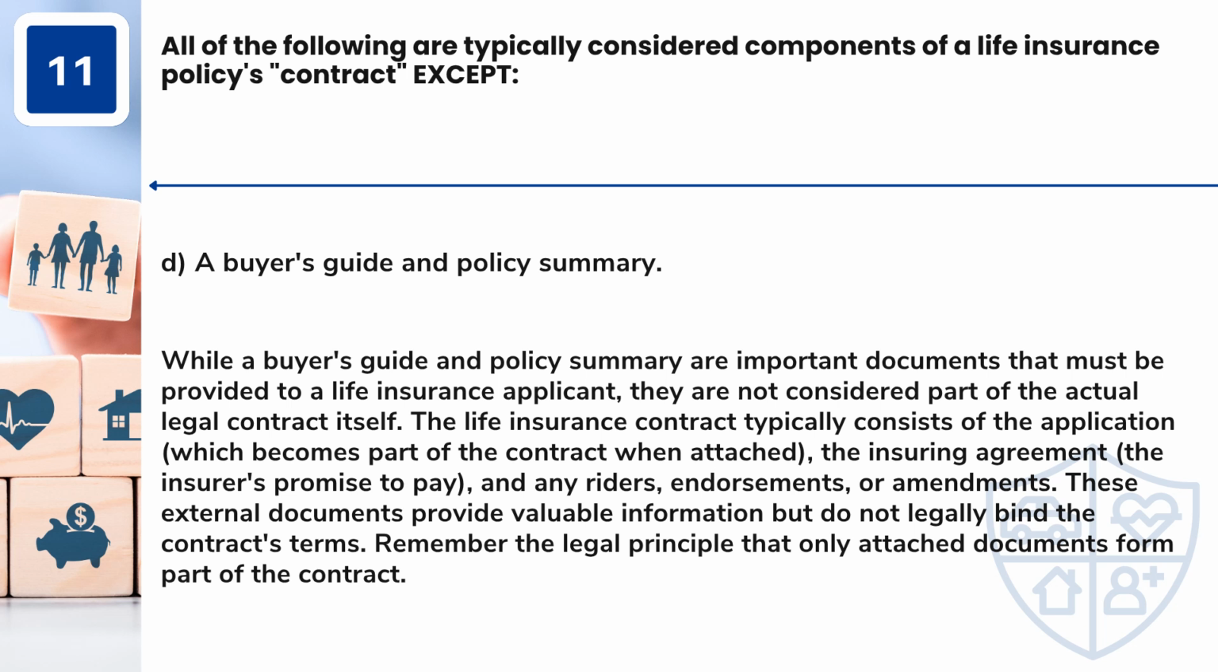The life insurance contract typically consists of the application, which becomes part of the contract when attached, the insuring agreement, the insurer's promise to pay, and any riders, endorsements, or amendments. These external documents provide valuable information but do not legally bind the contract's terms. Remember the legal principle that only attached documents form part of the contract.